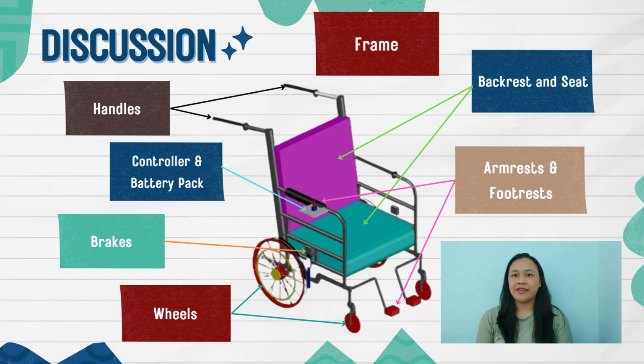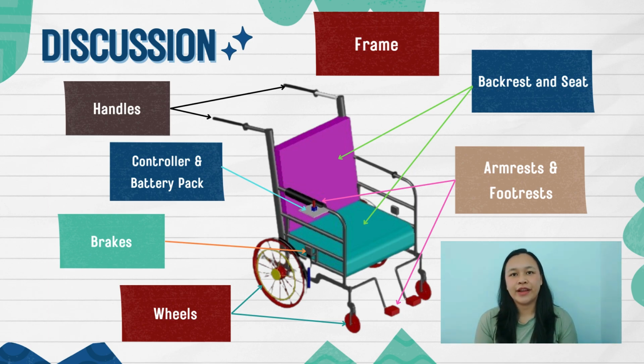Then our wheelchair has the seat and the backrest. These components ensure comfort and support for our user. Our seats are made of soft material like foam to make sure our user is comfortable while using it. The interesting part of our wheelchair is the backrest can be adjusted to support the upper body and enhance comfort for the user.